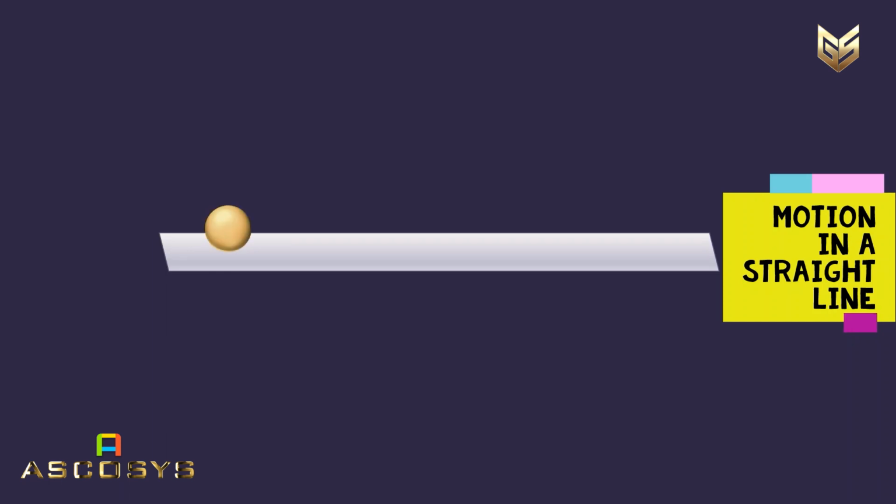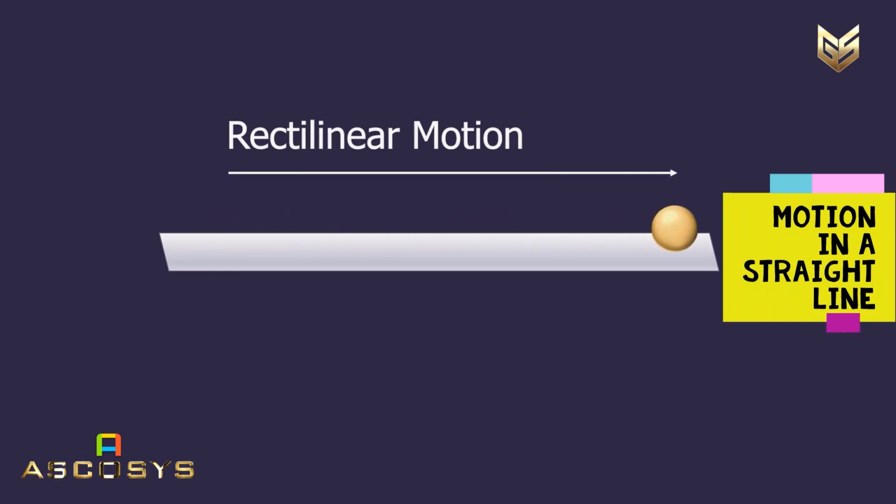All types of straight motion, or motion in a straight line, will be called rectilinear motion. This is all about the introduction part of the chapter. Now we will move on to the next topic.